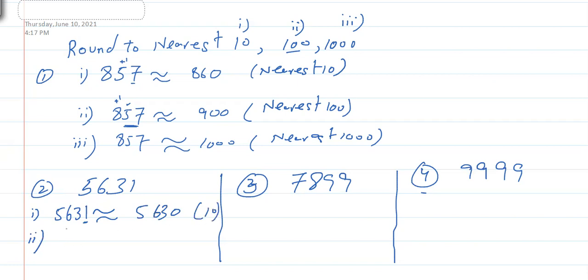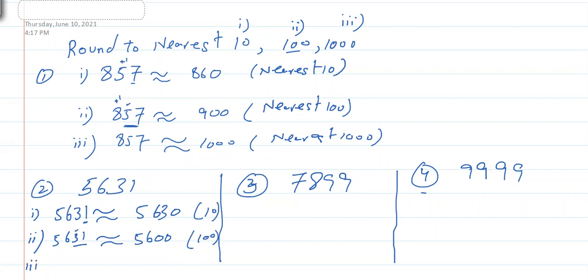Now for the nearest 100, if I have to round this to nearest 100, these ending two digits should be 0. Now the second digit, because it's to the 100 and there are two zeros, I will look at the second digit from the left side. It is just 3, so there will be no change. In the bracket I'm writing 100, it means I'm rounding it to nearest 100.